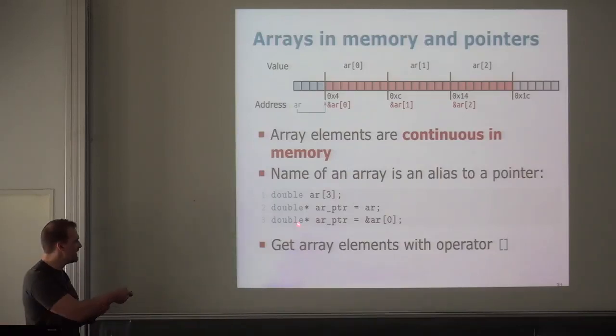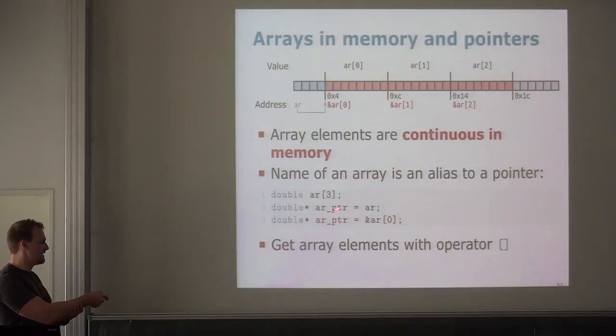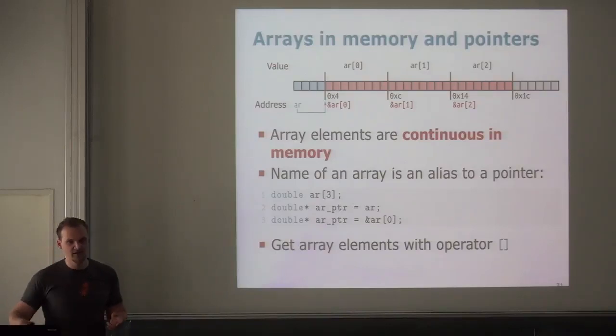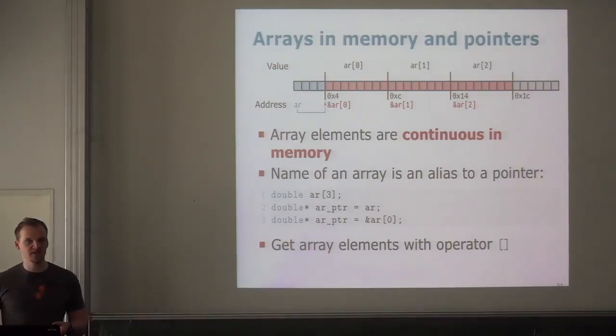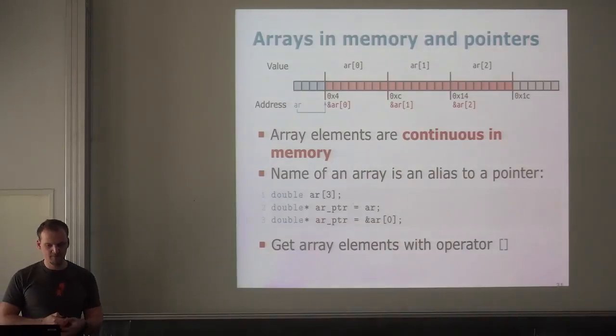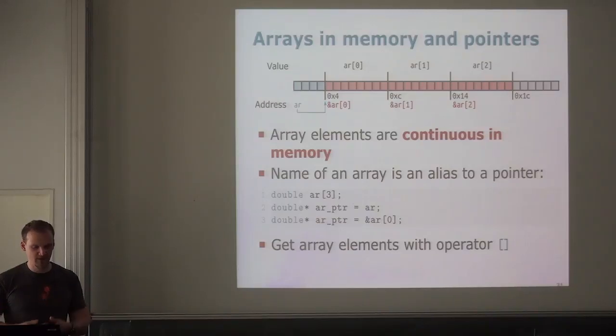So I can easily say double star something equals this array, or the same thing goes for give me the address of the first element of this array. That's basically it. It's just to connect these 2 concepts in your head a bit.